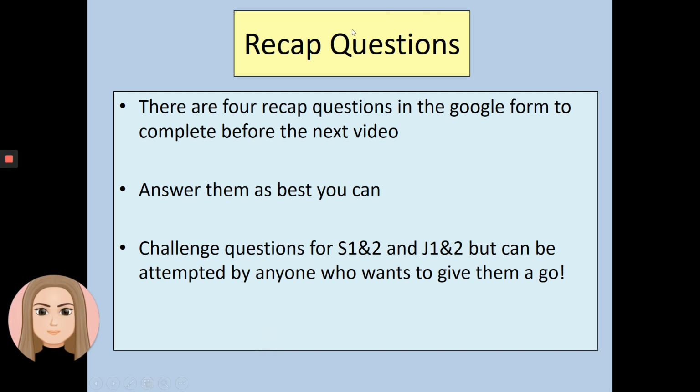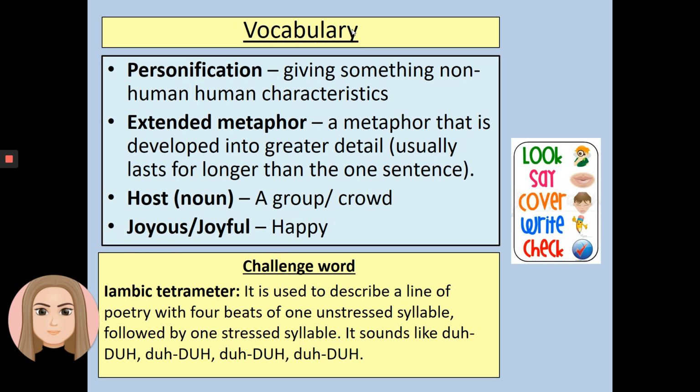Well done for doing those recaps. If you got some of them wrong, that's absolutely fine. Hopefully going through that just then has made you a little bit clearer on some of the things we learned yesterday. Okay, we're going to do a quick look, say, cover, write, check for some new vocabulary today.